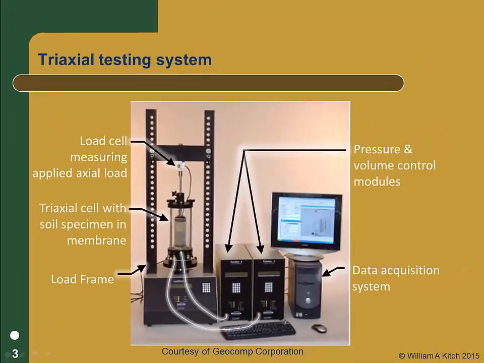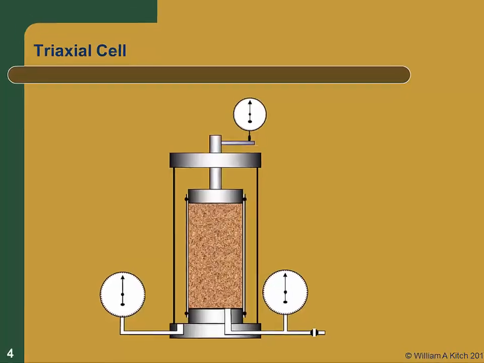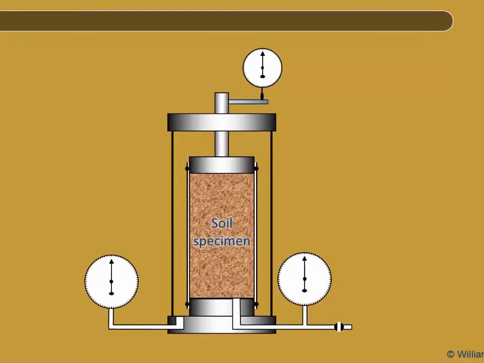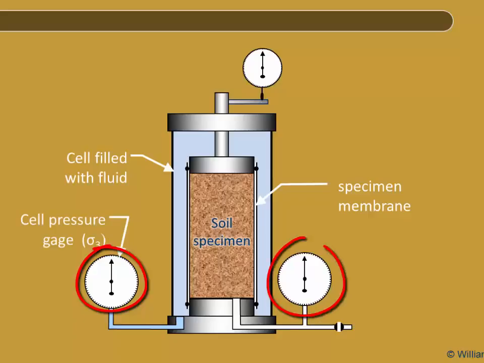Now let's take a closer look at the triaxial cell itself. This figure illustrates the triaxial cell and explains how it applies stresses to the soil and how it controls drainage conditions. The specimen sits on a pedestal inside the cell with a loading cap on top. It is surrounded by an impermeable latex membrane that separates the soil and its pore fluid from the fluid that fills the cell. There are two pressure gauges attached to the cell. One measures the pressure of the fluid within the cell, and one measures the pore pressure within the specimen itself.